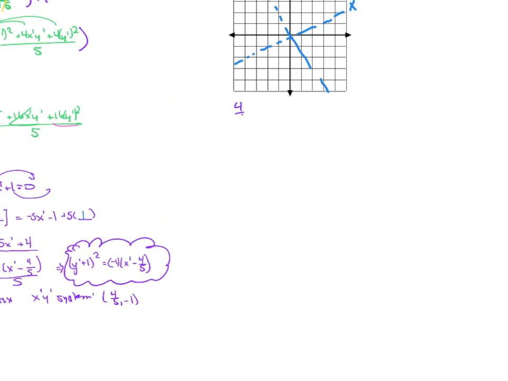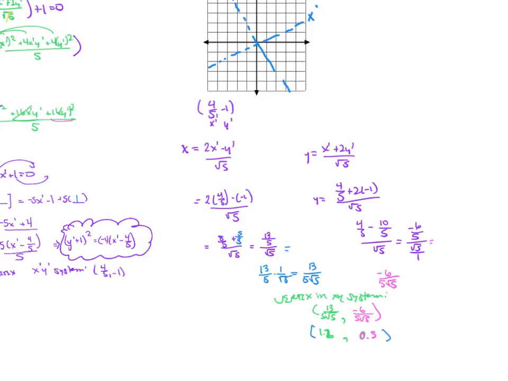So we're plugging in 4 over 5, negative 1. That's our x prime, y prime. And then we're plugging into our x. X, remember, is 2x prime minus y prime over root 5. And then y is x prime plus 2y prime over root 5. So go ahead and plug it in. Pause the video and try it out.